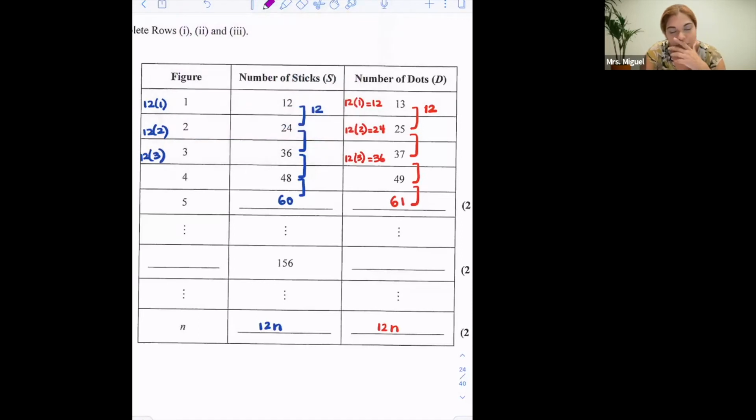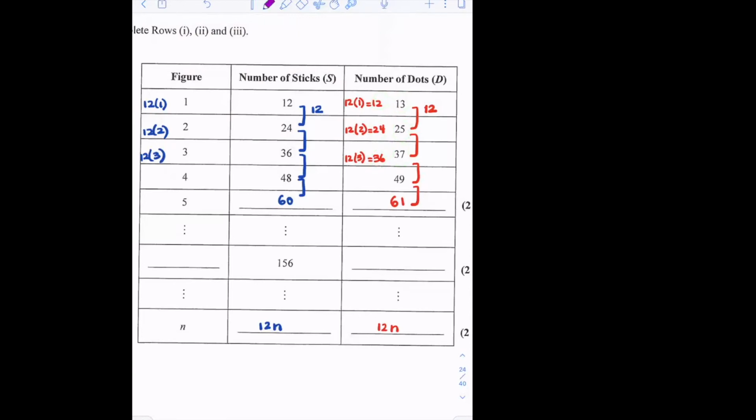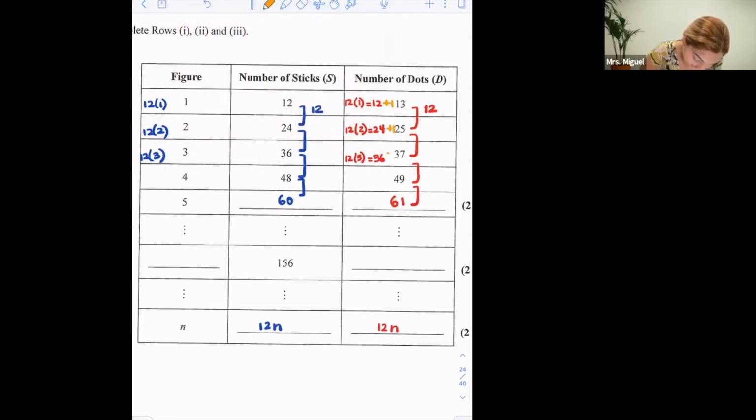But look at the situation I have here now. Here is 12, but the number of dots is 13. Here is 24, but the number of dots is 25. Here is 36, but the number of dots is 37. So how do I change the formula to get 13, 25, and 37? By adding 1, miss. Very good. I added 1 to 12n.